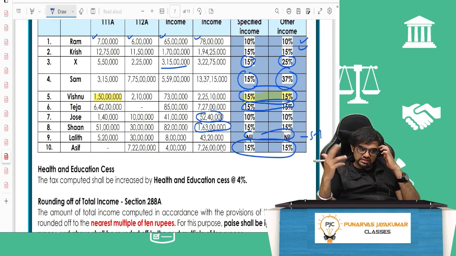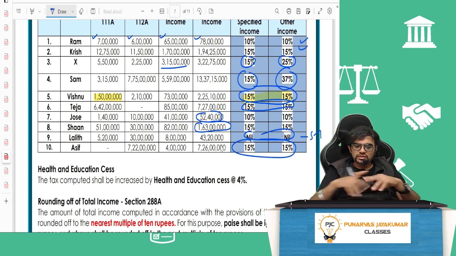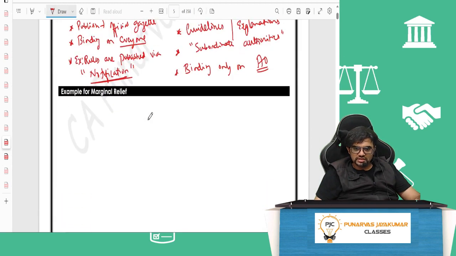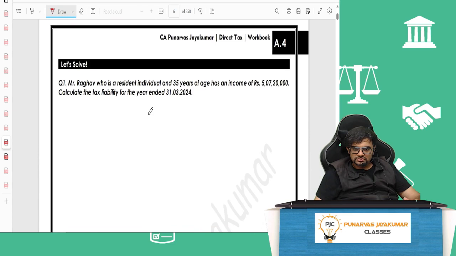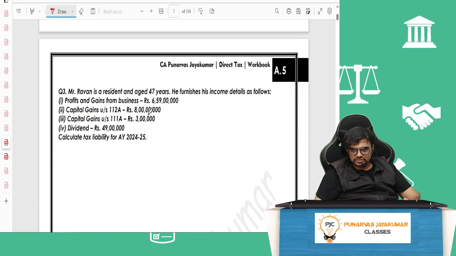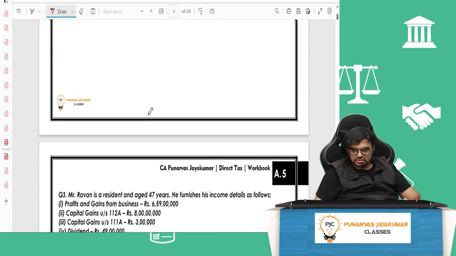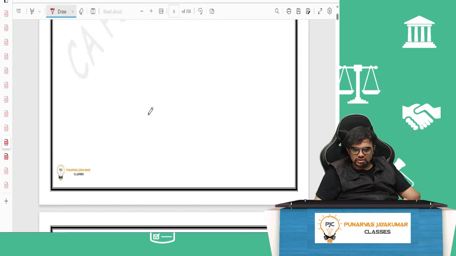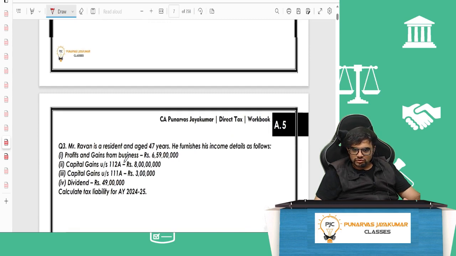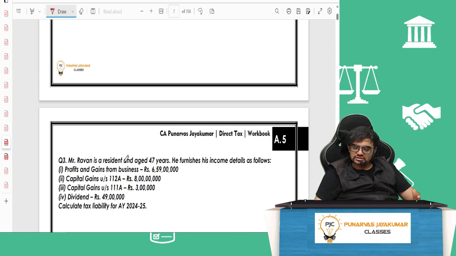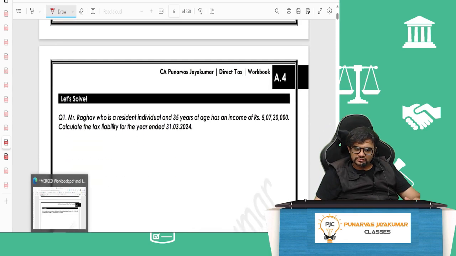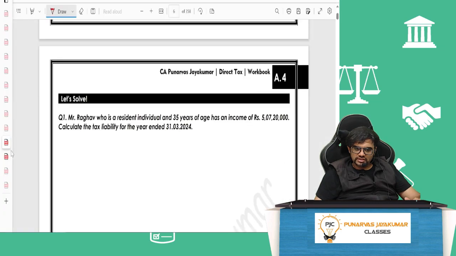So after the concept of marginal relief, we will do a proper sum on it. It's there in the workbook. You see, first we'll do marginal relief. I think we'll have to do it tomorrow only. Then you see, Raghav question, Madhavan question, Ravan question. These 3 questions we will be solving because there is capital gain income, dividend income, all this is there. Before that we need to understand what is marginal relief and then we'll have to solve the other things. We'll finish off the other areas now.